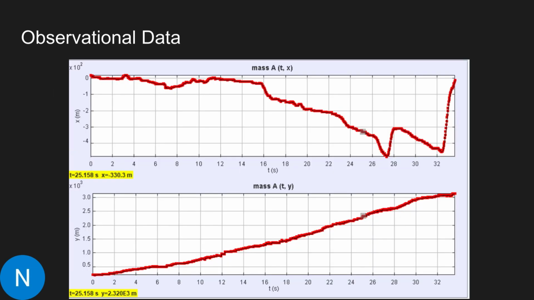For the observational data, the X is generally decreasing as it's going through its roll movement, but the camera's kind of shaky, so that's why there are those spikes, especially at the end. For the Y position, you can see it increasing. It doesn't increase as fast because the air resistance is rising over time.